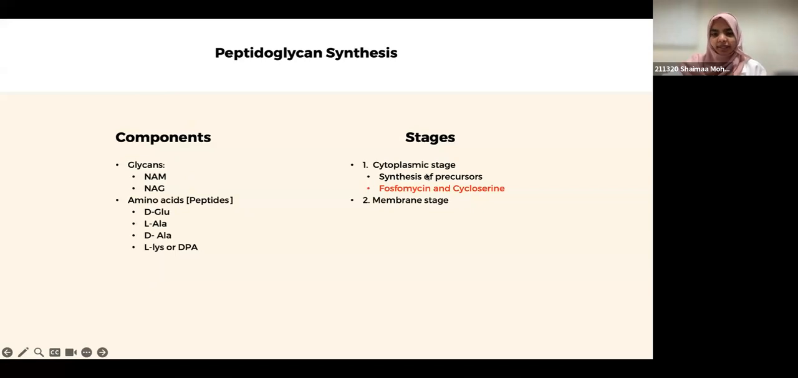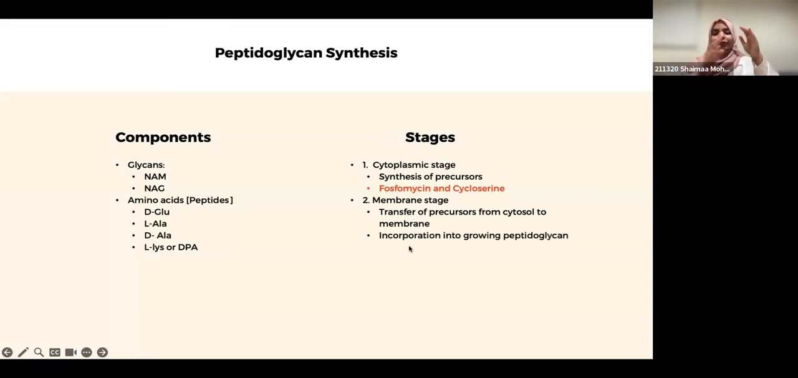Then we have our second stage. We moved on from the cytoplasm out to the cell membrane. So the membrane stage. What happens here? We have to transfer the precursors from inside to outside because the cell wall is outside the cell. And when we transfer them outside, we need to incorporate them into the already forming peptidoglycan chain. This step is inhibited by vancomycin and bacitracin. Again, we're going to look at how those inhibit.